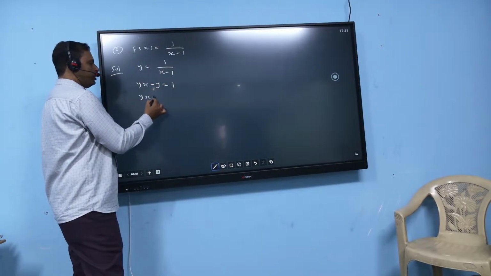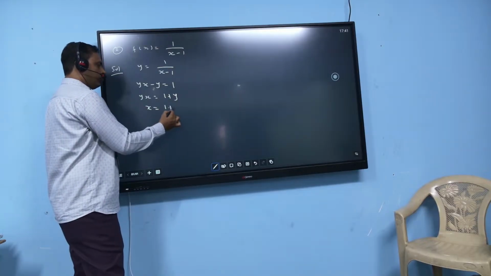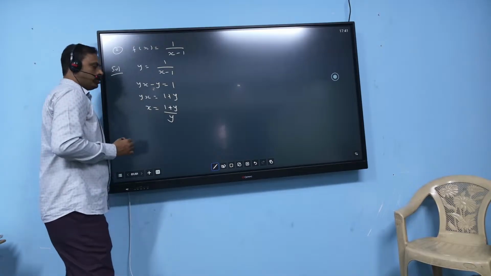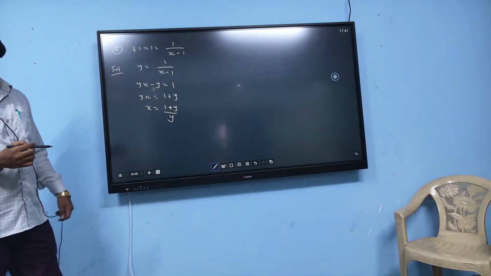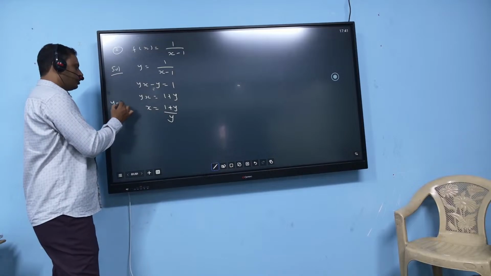So y of x is equal to 1 plus y. So x is equal to what? 1 plus y divided by y. When x is going to be undefined, domain, y should not be equal to 0, correct?